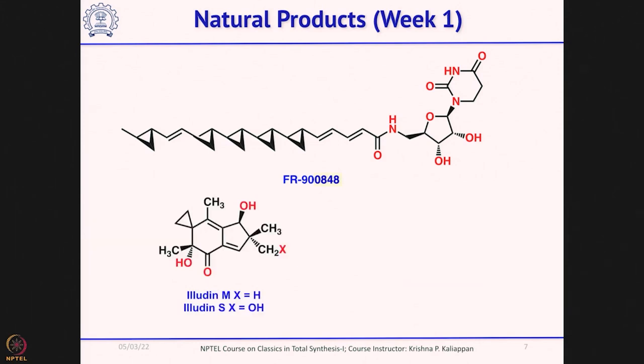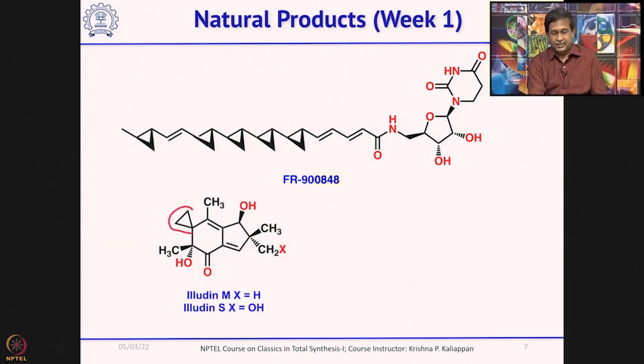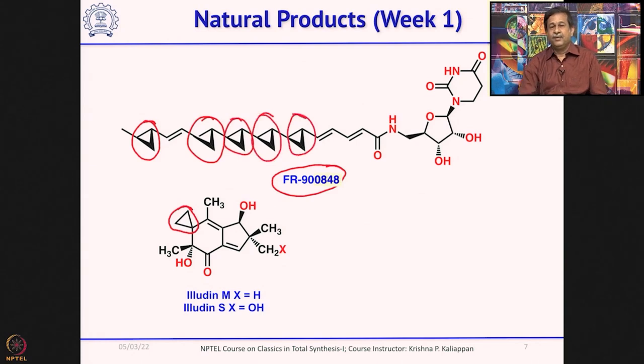One is illudin, a class of natural product having a cyclopropane, as you can see here. We will talk about the total synthesis of two such natural products, illudin M and illudin C. Then we also talk about the total synthesis of another natural product called FR900848, having five cyclopropanes: 1, 2, 3, 4, 5. Five cyclopropanes, connected to a D-ribose sugar unit with a base. So this is also a very interesting natural product.